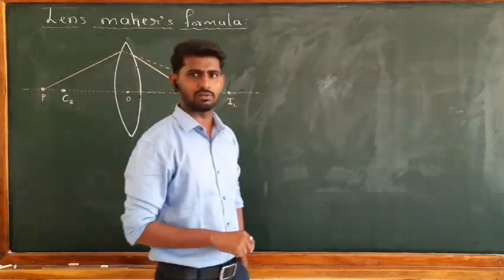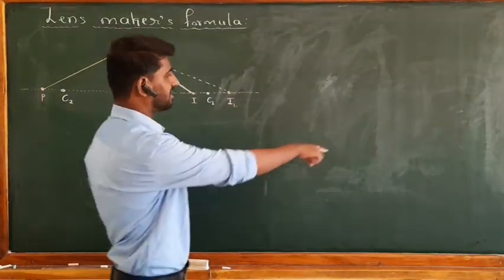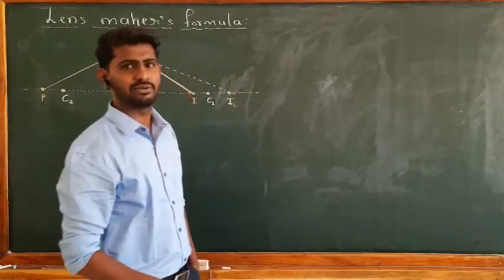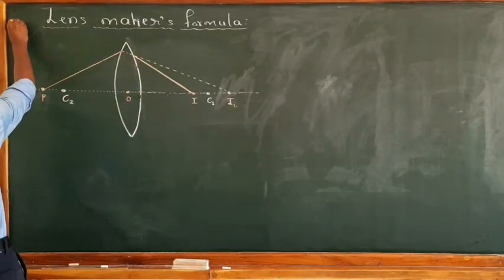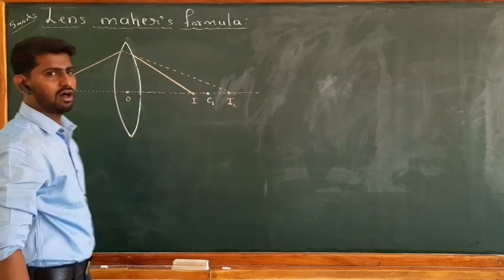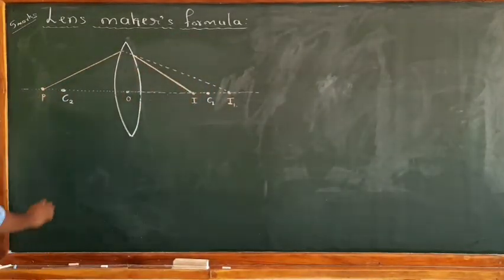So why do they call it a lens maker's formula? I can conclude this at the end of this derivation. Let us see the mathematical derivation, and it is a very important question for your exam. Usually it may ask you for 5 marks. So see the diagram.